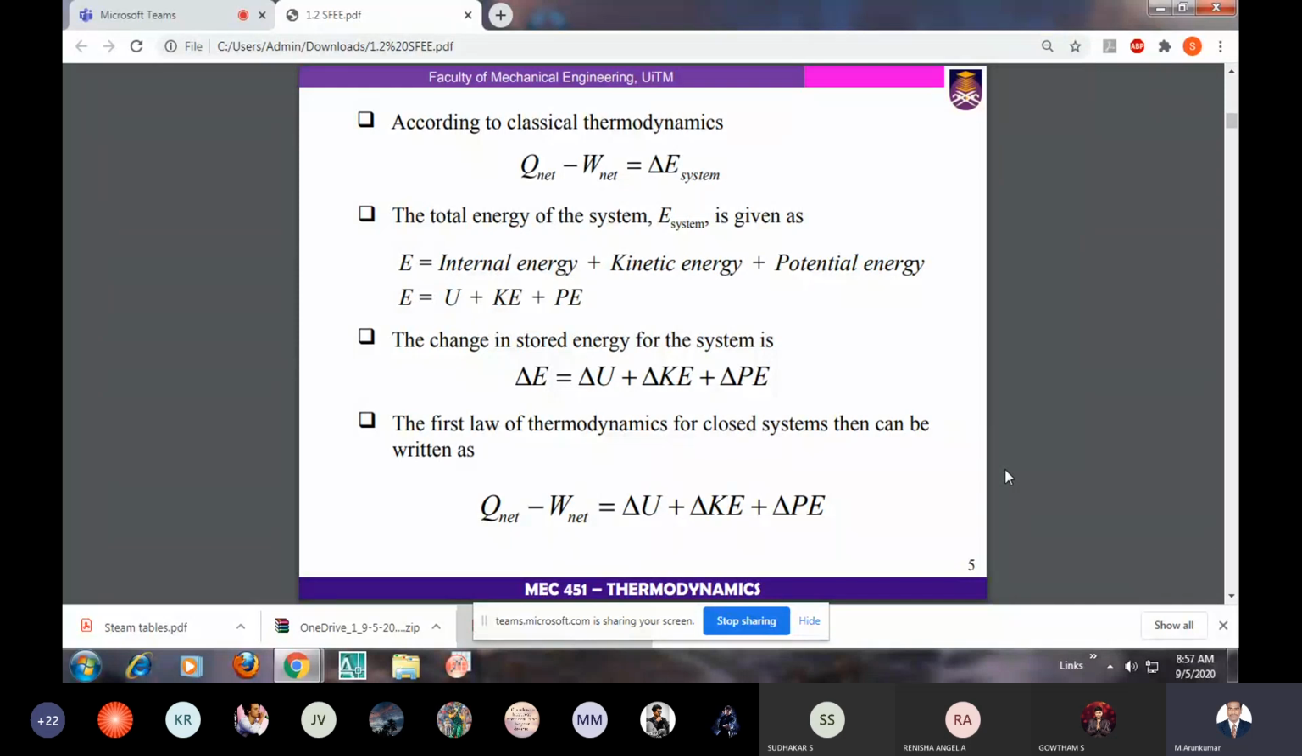The first law of thermodynamics for a closed system can then be written as Q net minus W net is equal to delta E system, and for delta E system we can substitute the values delta U plus delta KE plus delta PE. So we can rewrite this equation in this form: Q net minus W net, net in the sense of total, is equal to delta U, the change in internal energy, plus the change in kinetic energy plus the change in potential energy.